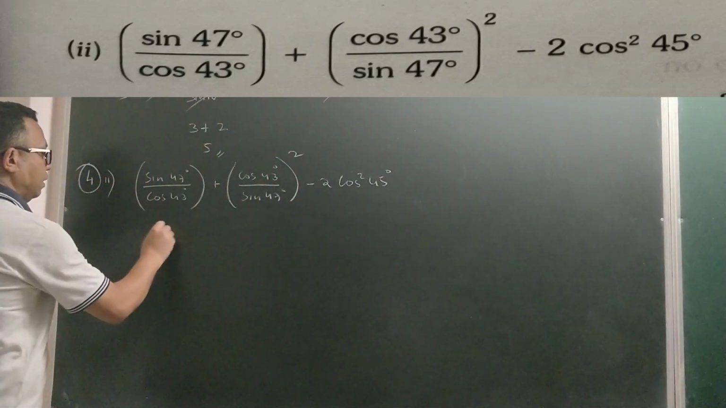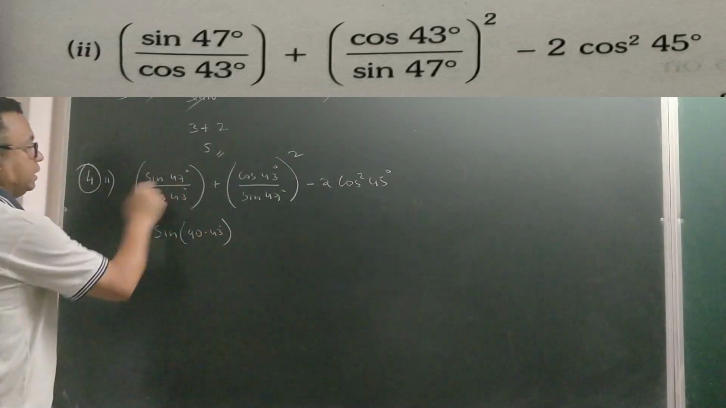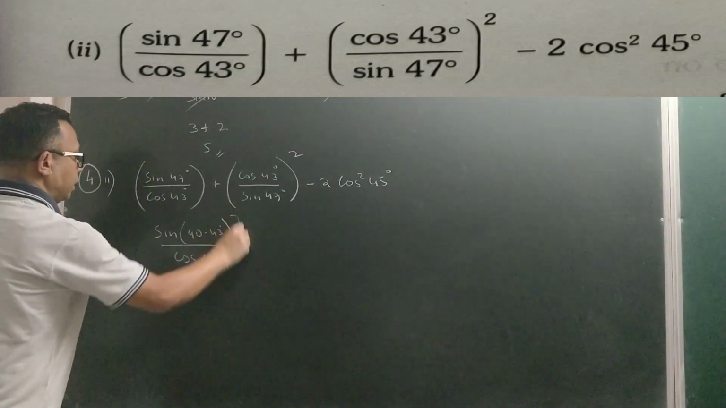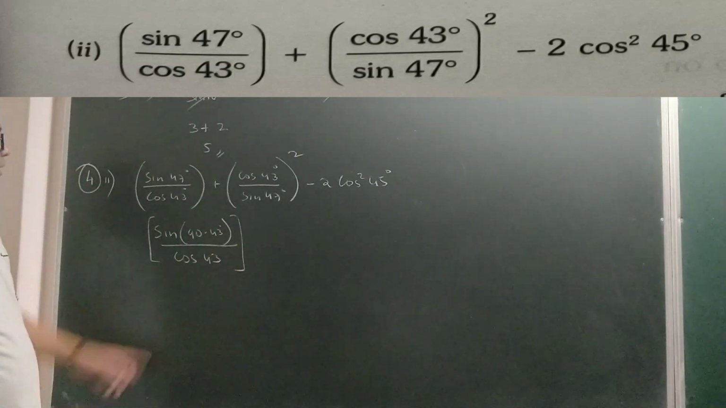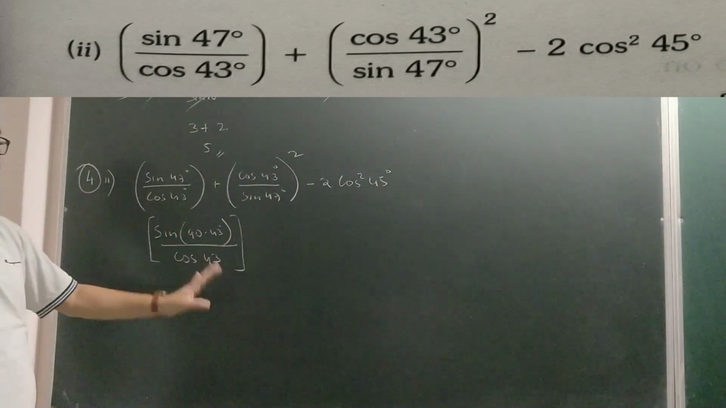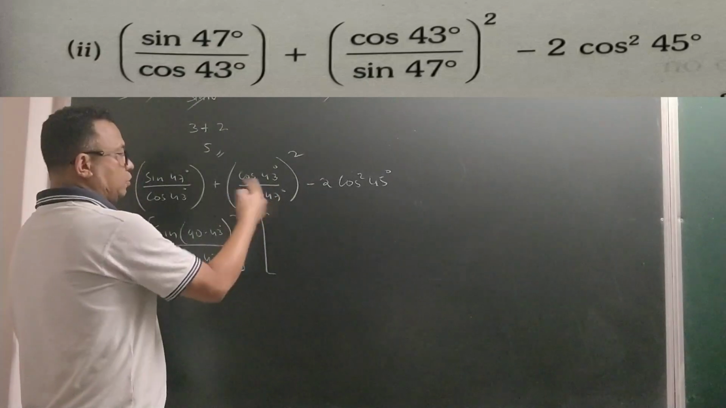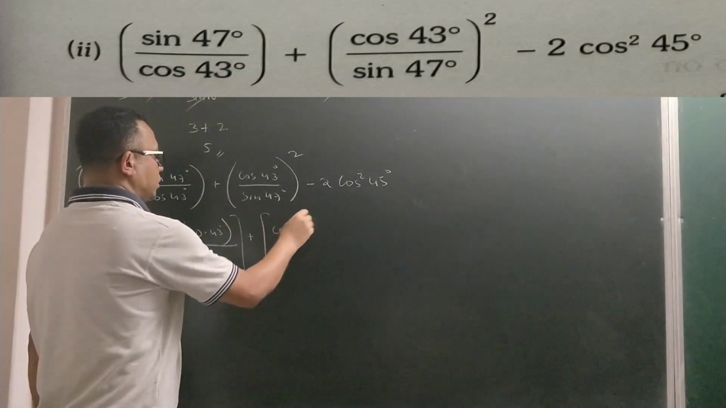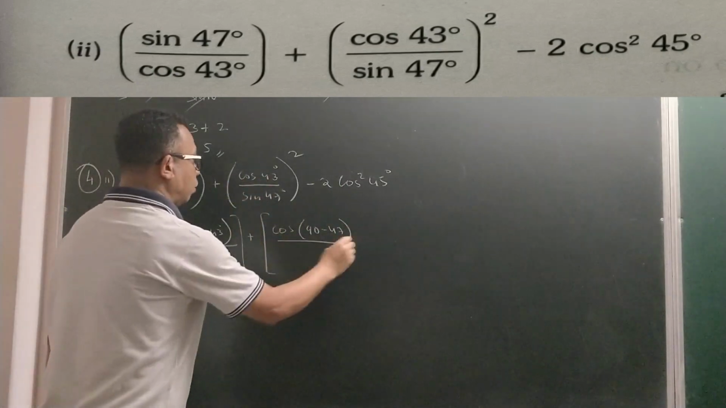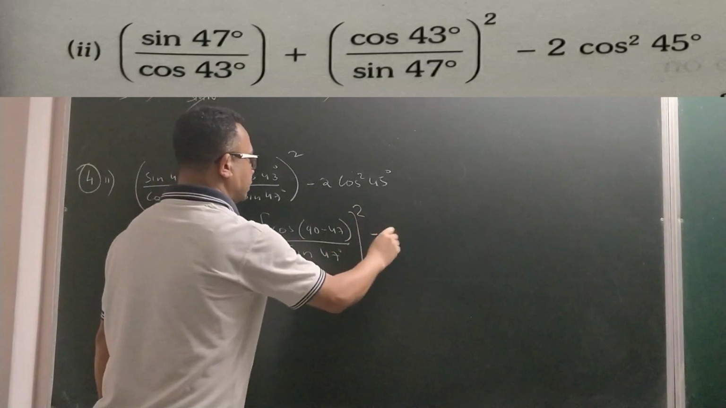Okay, now I'll change one of them. Let me change the upper one. Let me write sine 90 minus 43, because 90 minus 43 is 47, and on the lower side it is cos 43. Let me put a square bracket here, and the square is on the bracket, so I'll keep it as it is. Plus in the second bracket also let me change the upper one, so it is cos 90 minus 47, because 90 minus 47 is 43. The lower side I'll not change, sine 47, and the whole thing is squared, minus 2.